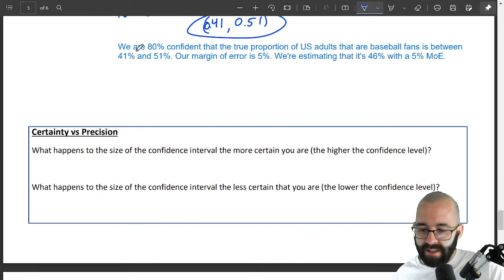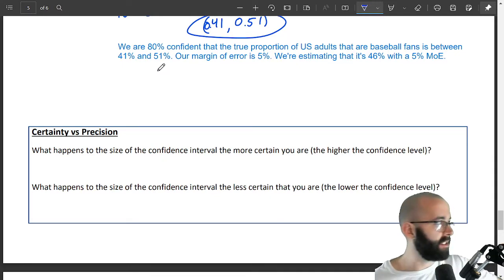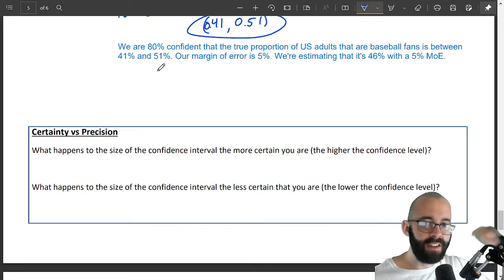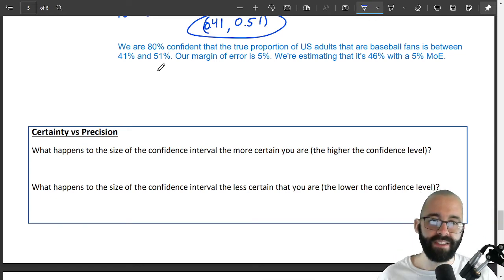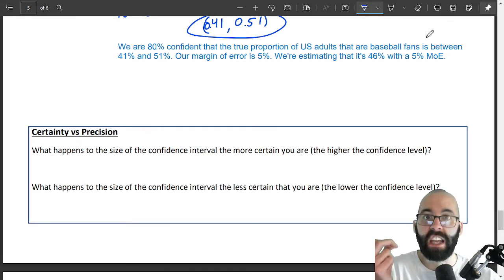So last thing in this video, I think, certainty versus precision. That has to do with the precision of me throwing those darts. Every p hat is like a dart I'm throwing. What happens to the size of the confidence interval the more certain you are? So the higher the confidence level, if I want to be really sure that we're hitting that dartboard, I'm going to have a big interval.